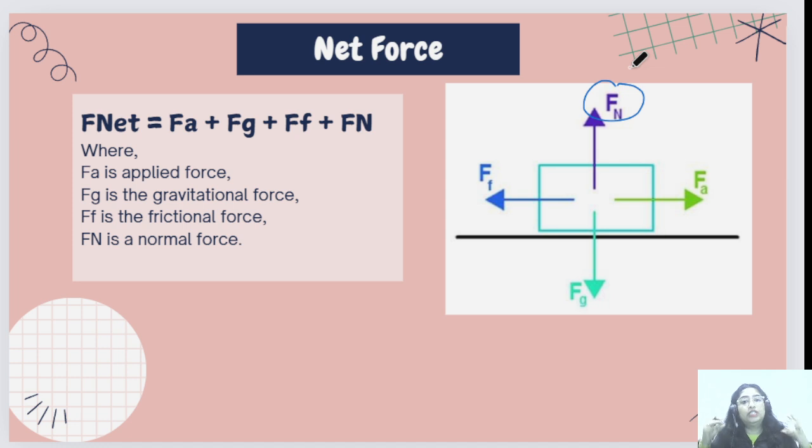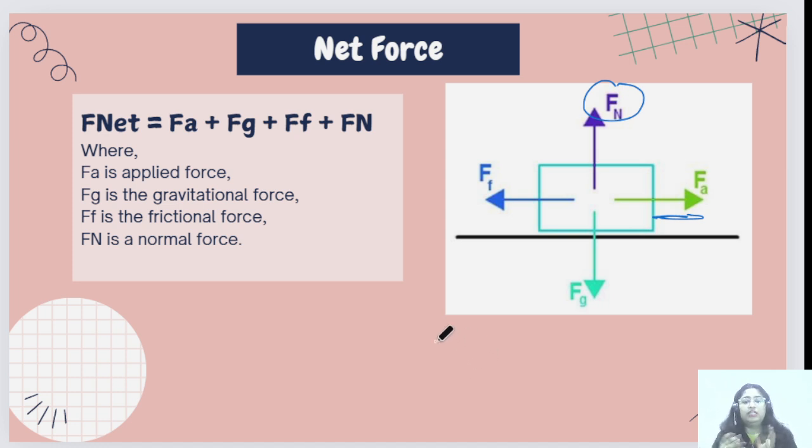So the total net force will be the sum of all of these forces. Okay, like Fa, which is the applied force, like the 200 Newton. Then Fg, the gravitational force. Ff, that is the frictional force, and Fn, that is the normal force. So all of these together will be called the net force. I hope this is clear to all of you.